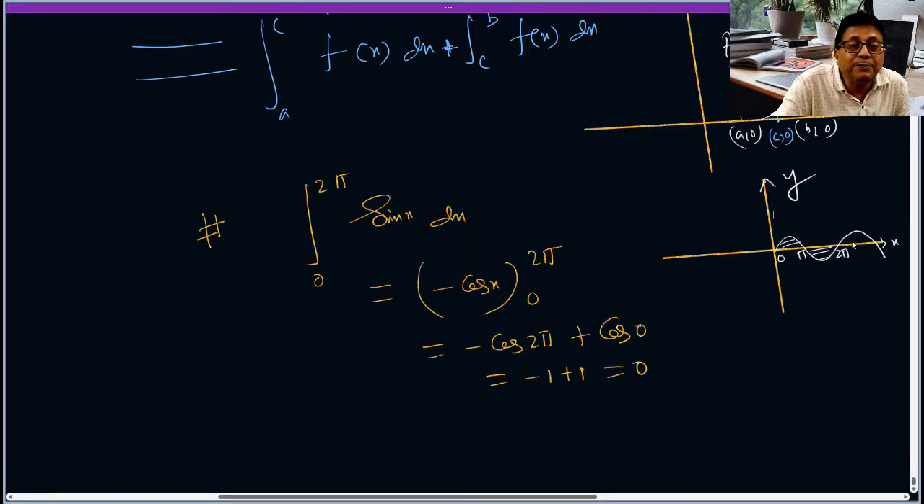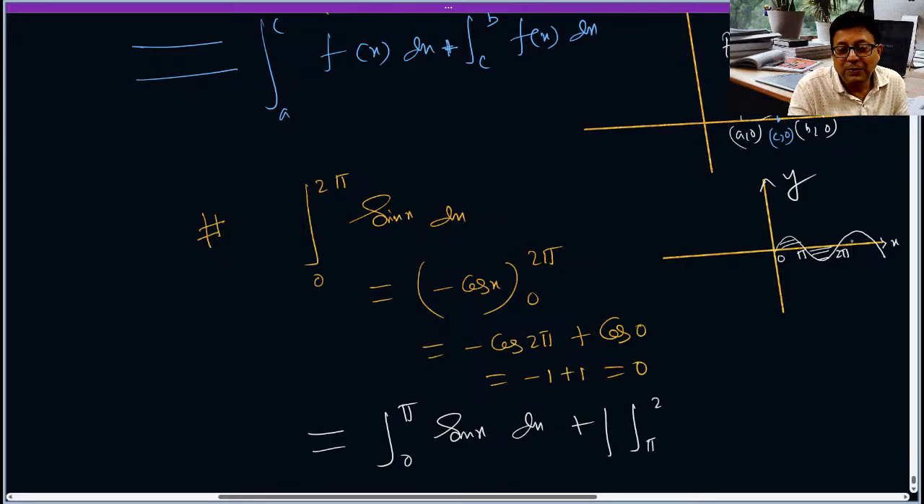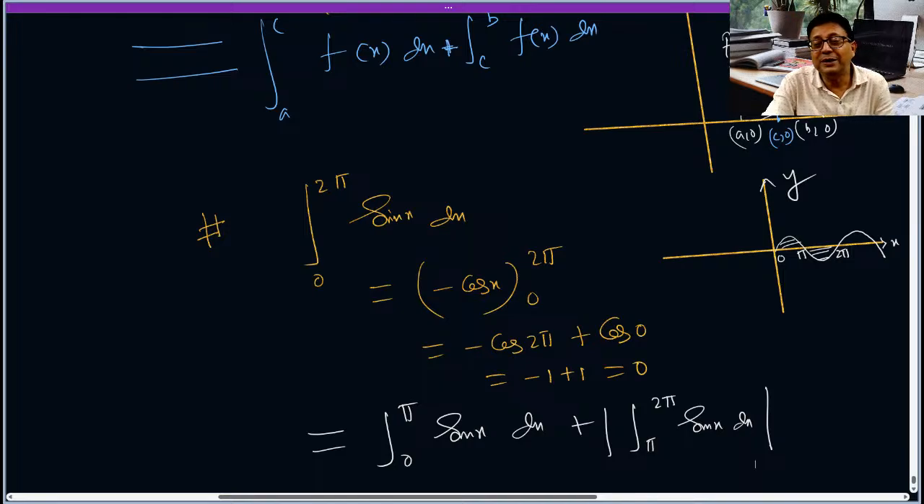But if you use the geometrical meaning, then you have to evaluate writing 0 to pi, pi to 2 pi, sin x dx. Again, if you do pi to 2 pi, the result will be 0 only. Mod of pi to 2 pi sin x dx. Be careful when you are solving definite integration problems involving trigonometric functions. Okay?